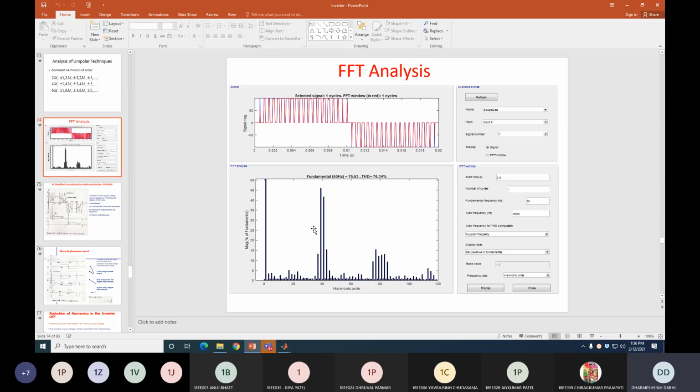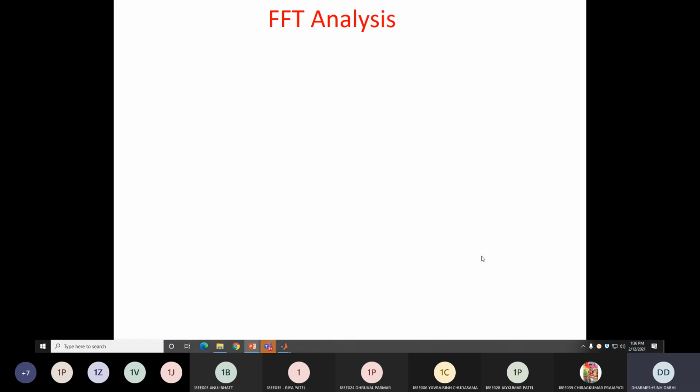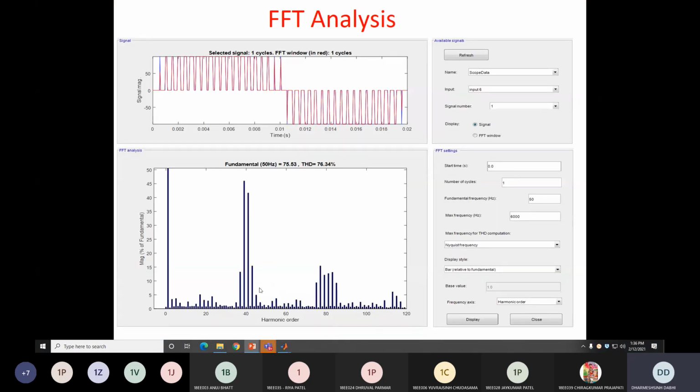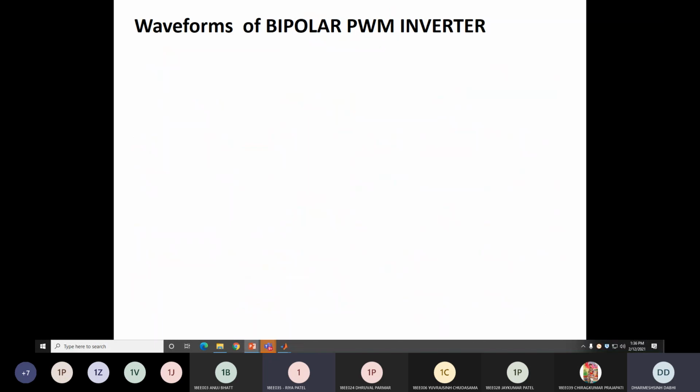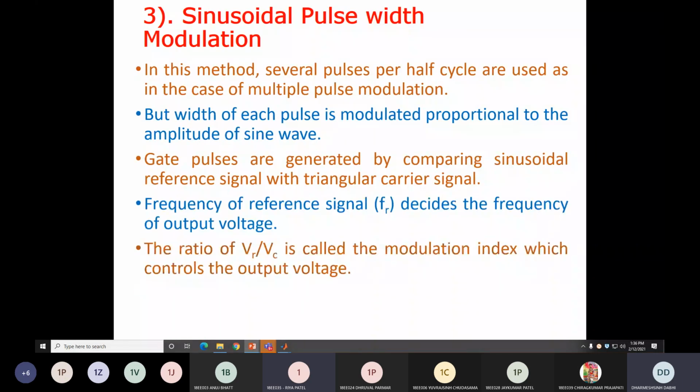Clear? So this dominant order harmonic depends upon which parameter? Frequency modulation ratio MF. Yes or no? Yes, sir. And the frequency modulation ratio depends upon which two frequencies? Carrier frequency and the fundamental frequency of the sine wave. Fundamental frequency. Okay. So can we change the reference signal frequency?